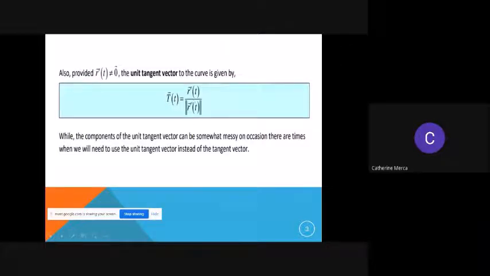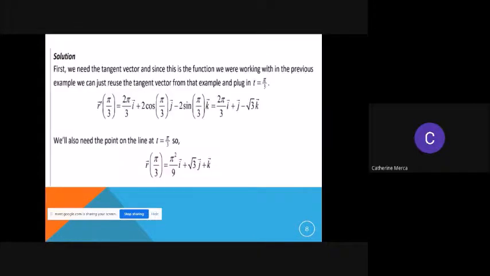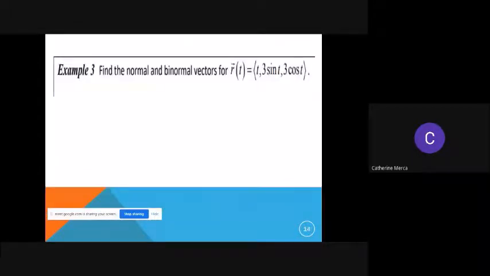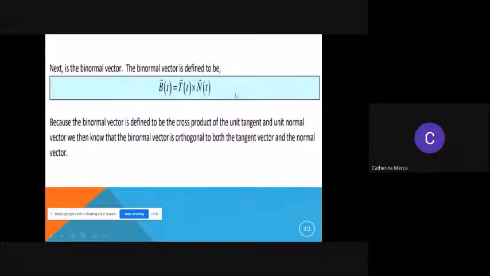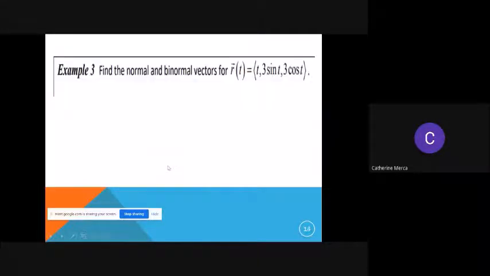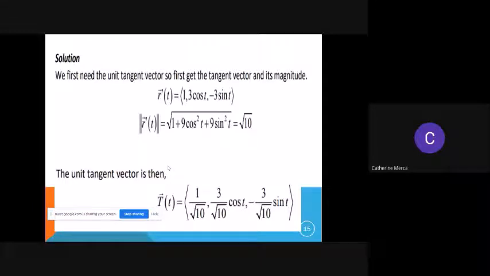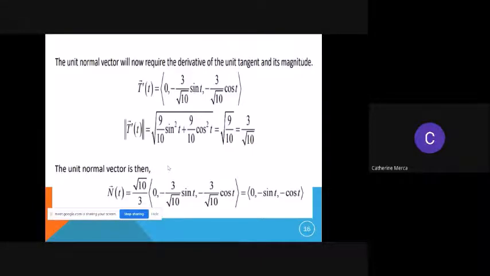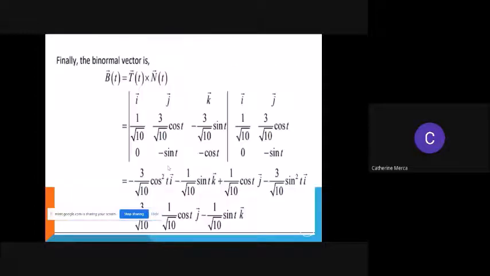Tapos, ang binormal is the cross product of t and n. Yung tatlong yun, ang tawag dyan is your binormal vector, unit tangent, and unit normal. Dapat orthogonal daw, no? To both tangent and the normal vector. May tawag din sa tatlong yan. May solution na dito. Cross product uli, so ma-practice niyo uli yung cross product niyo, ha. B of t is equal to t of t cross n of t. So, practice niyo uli yan.